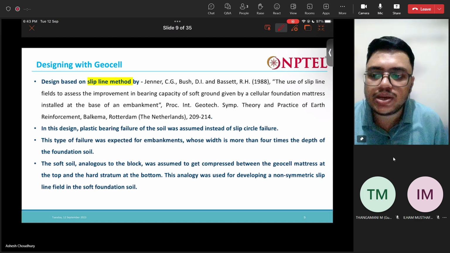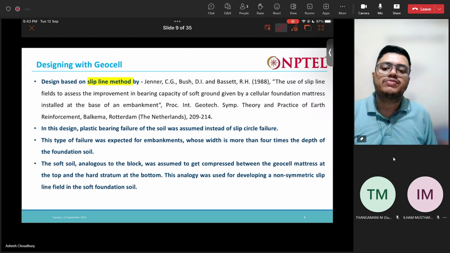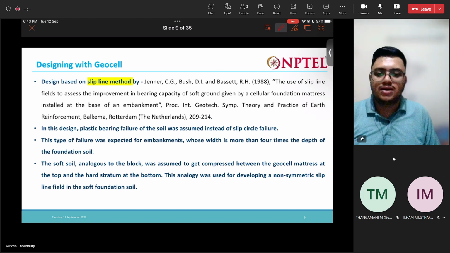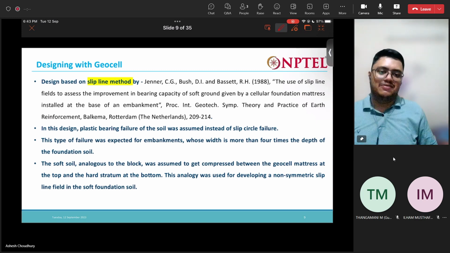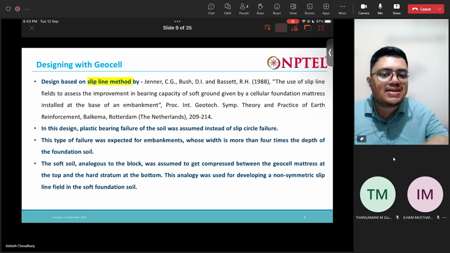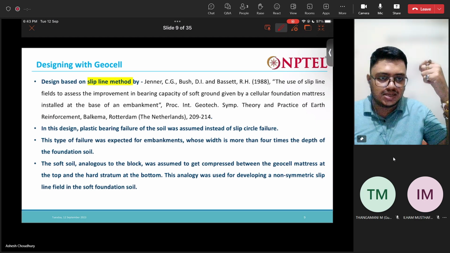Now, in this design, the plastic bearing of the soil is considered instead of slip circle failure. So generally, what do we do? Generally, we assume a slip circle failure. Now, what is this slip circle failure? This slip circle failure is nothing but a limit equilibrium technique.